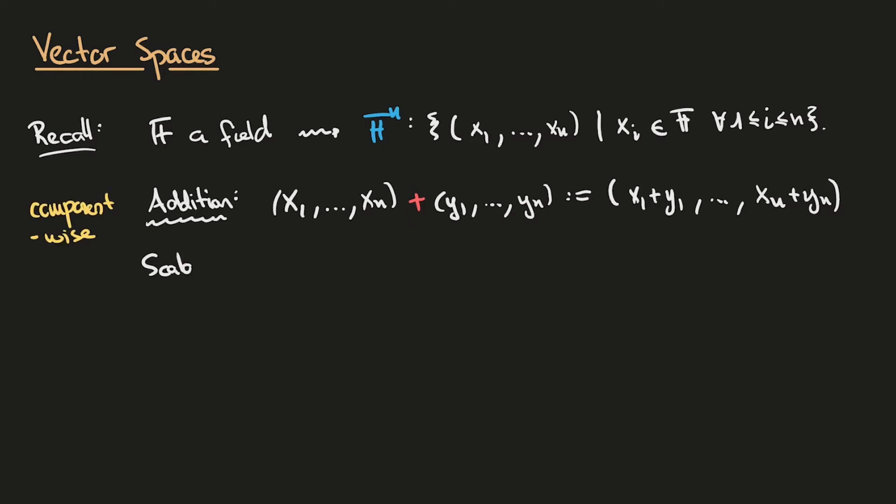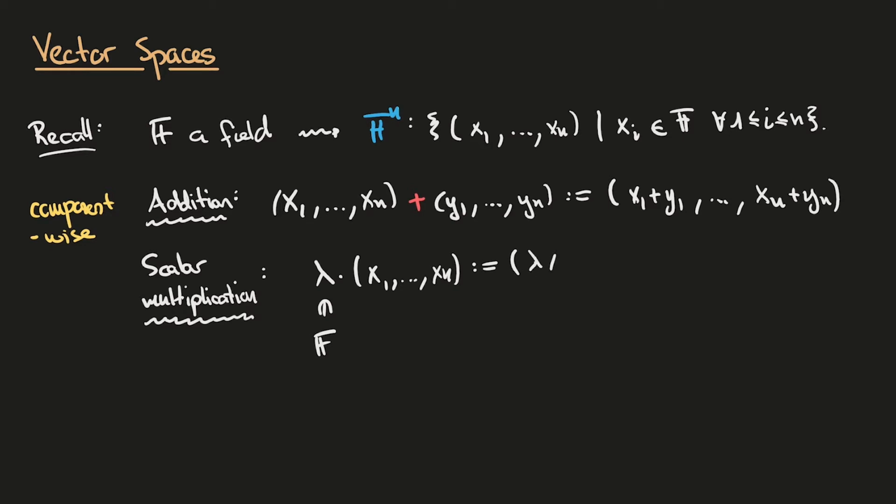Next, we defined a scalar multiplication. Given some lambda in our base field F, we can multiply it by an element of Fn, say x1 up to xn, as follows. We simply multiply each coordinate by lambda. And again, it's important to note that lambda lives in the field F, not in the set Fn. Finally, we see that scalar multiplication is similar to the addition in that it is also component-wise, as we multiply each component xi by lambda.